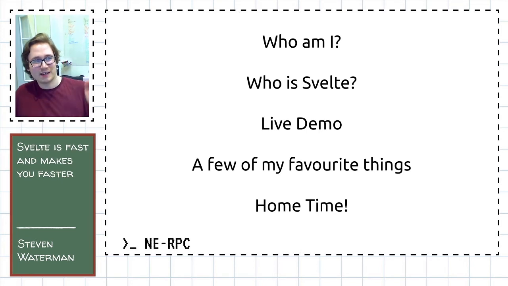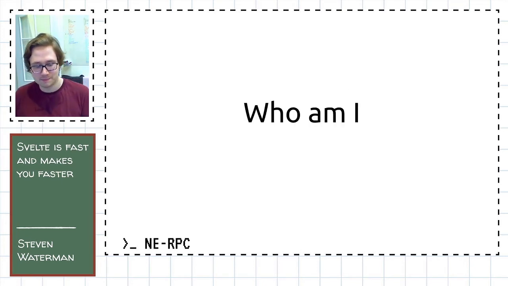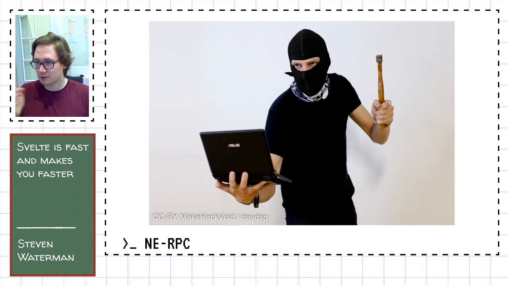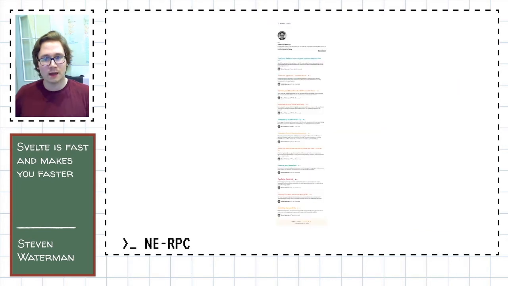Let's jump straight in and let's talk about who I am. First of all, I'm Stephen Waterman. Should have got that from the first screen. I'm a developer at Scotlogic, which apparently, according to Google Images, looks like this. Sometimes, yeah. I write a lot of blog posts. If you look really closely, I'm sure you can see some Svelte ones in there.